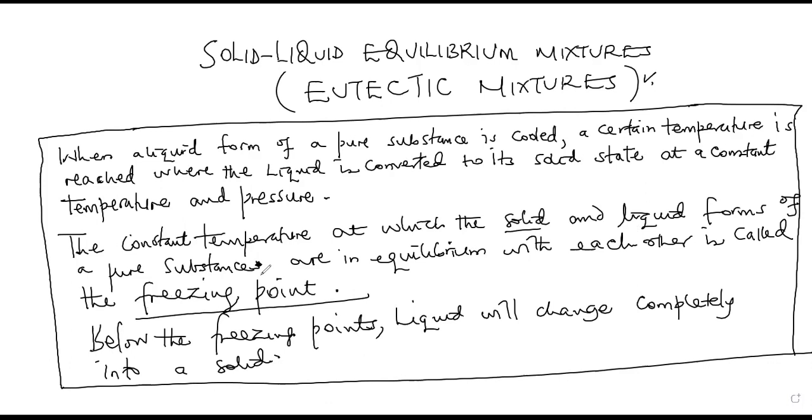I'm going to consider an example of a cooling curve of molten lead. Molten lead is lead that has been converted to liquid state. Maybe the lead was heated and it got converted to liquid, so now it is cooling. So that's what I'm calling the cooling curve. Let's consider a cooling curve of lead. We said that below the freezing point, the liquid will completely change into a solid.